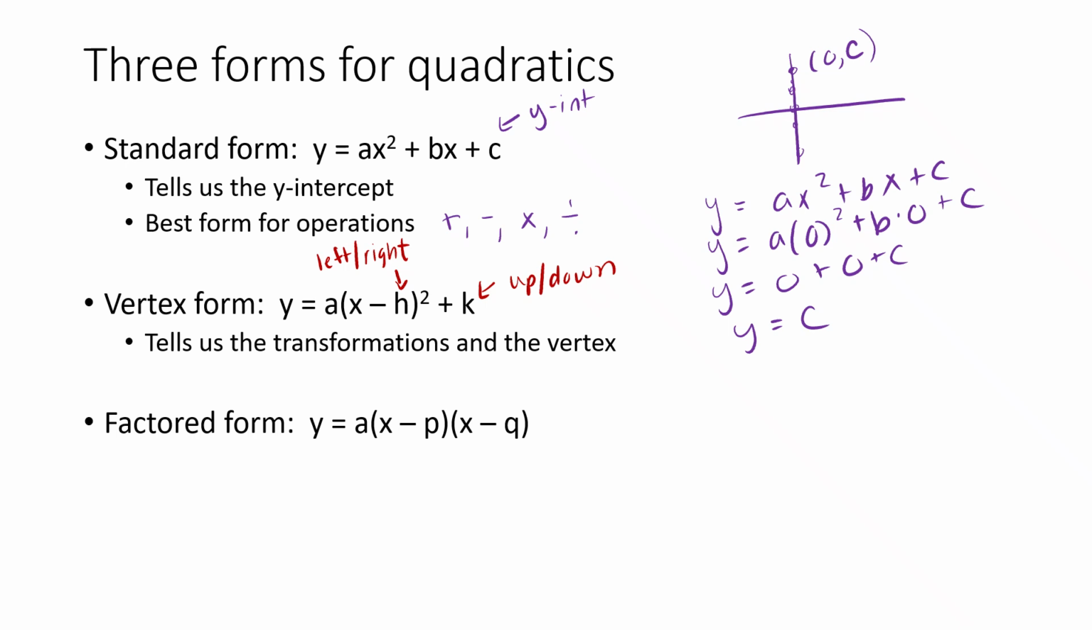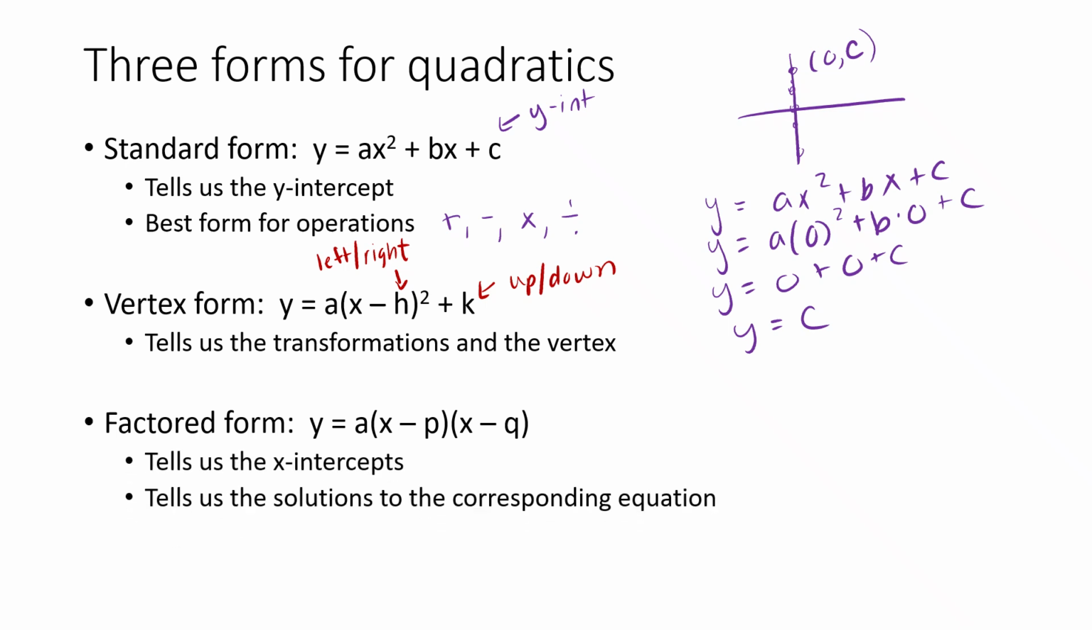And factored form is the one you see at the bottom. That's y equals a times x minus p times x minus q. And that one tells us the x-intercepts, and it tells us the solutions to the corresponding equation. So if you were trying to solve an equation, you would look for those x-intercepts. So here's what we mean by that.